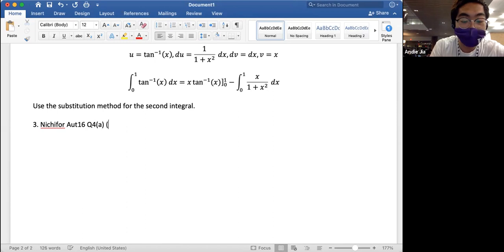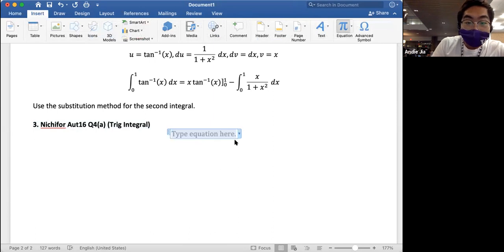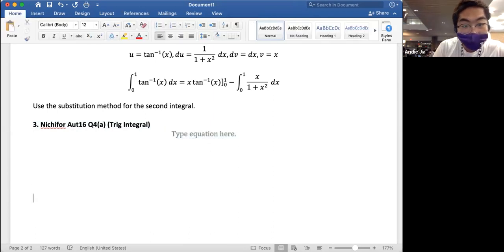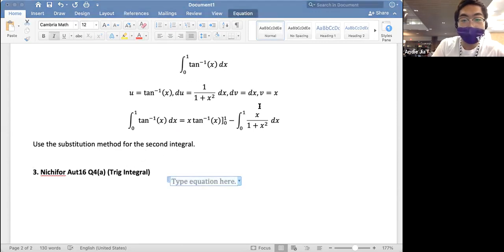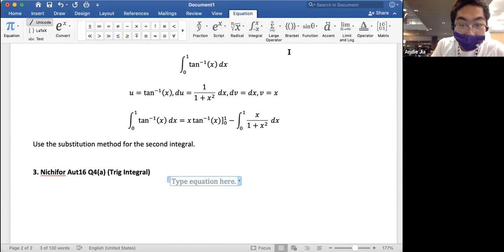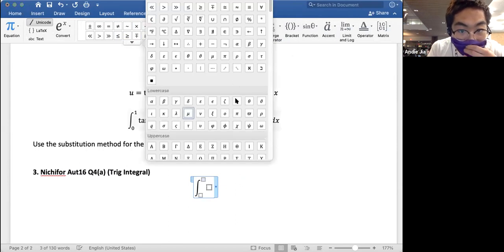This is a trig integral. It has a tangent to the 4 from pi over 3 to 0. So this is a definite integral.